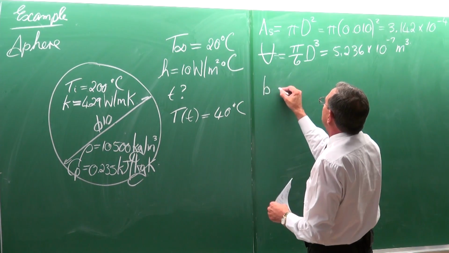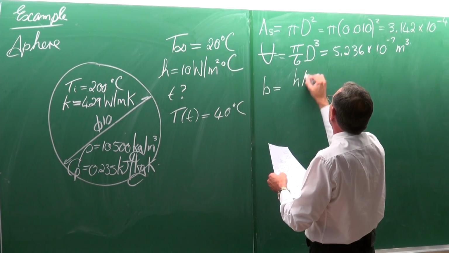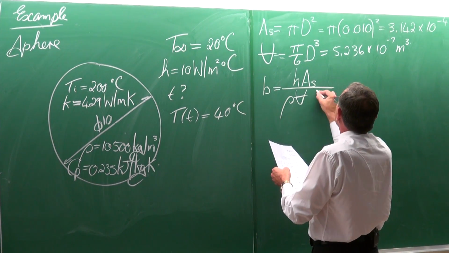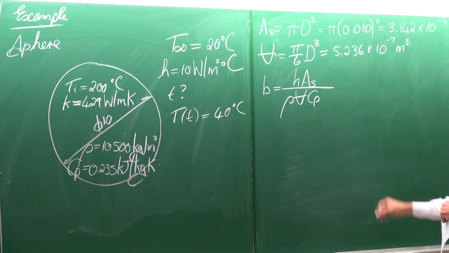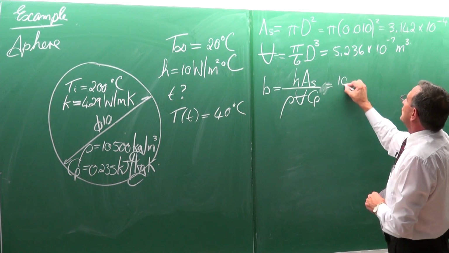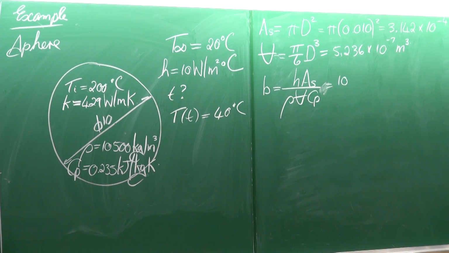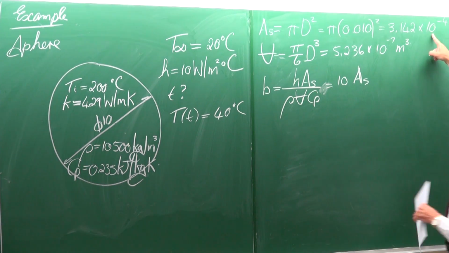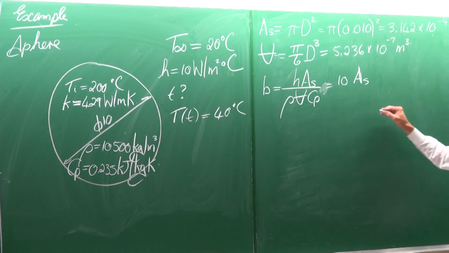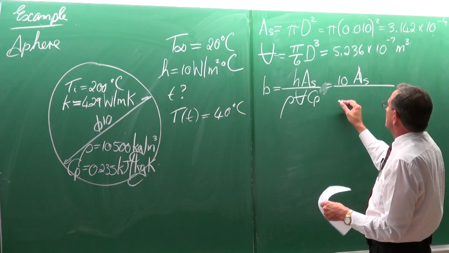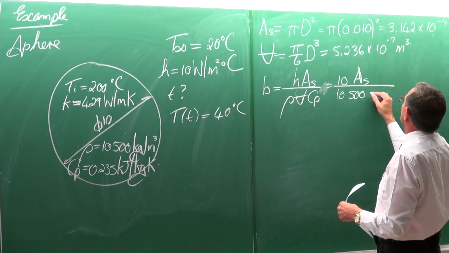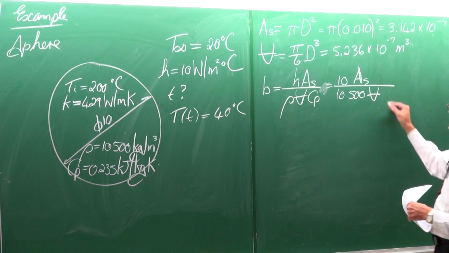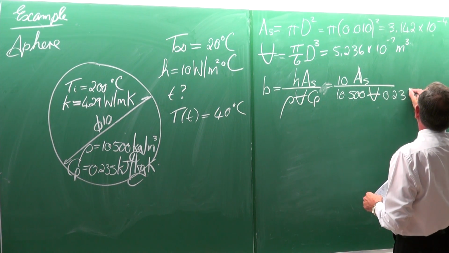Okay, the B value for the constant is equal to the heat transfer coefficient multiplied by the surface area divided by the density, the volume, and Cp. The heat transfer coefficient is 10. The surface area is up there, so I'm not going to put it in. You can do that yourself. The density is 10,500. The volume, there it is. And the Cp is equal to 0.235.